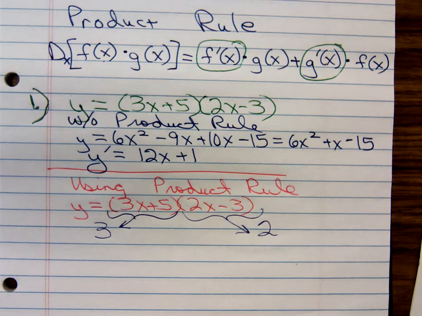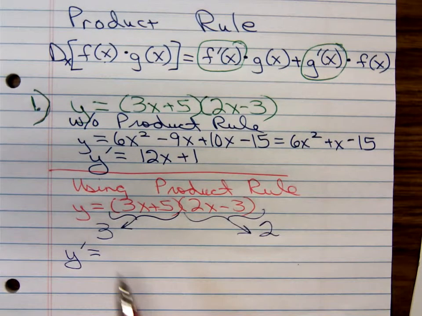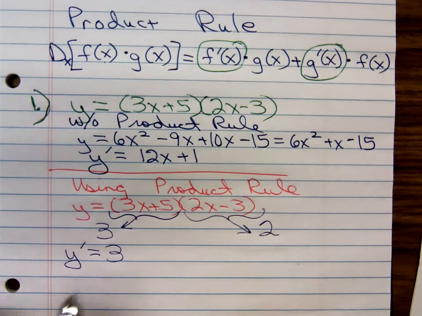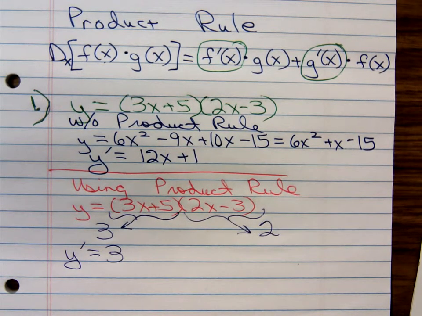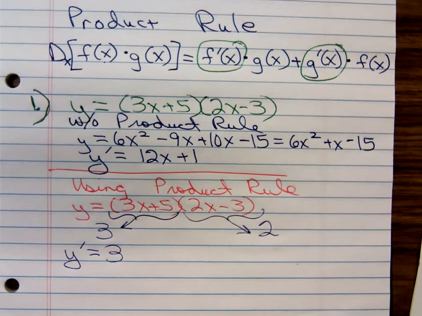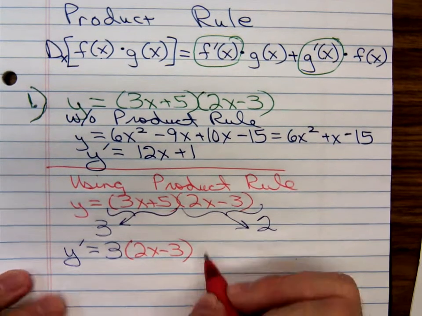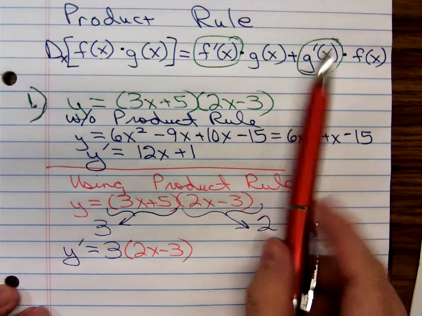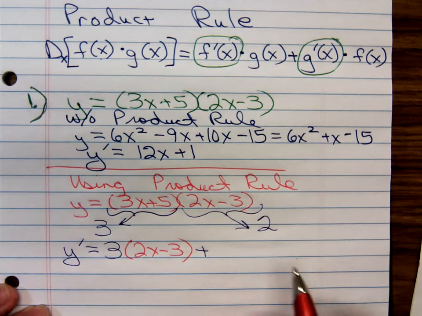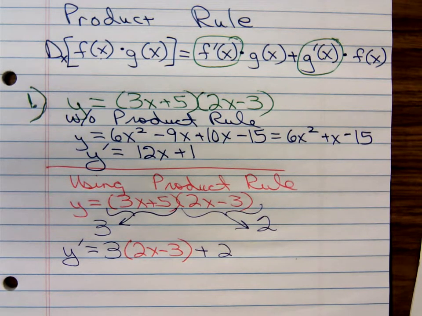Y prime equals the derivative of the first, this 3 here, times the original second factor, that red 2x minus 3, plus the derivative of the second, 2, times the original first, 3x plus 5.